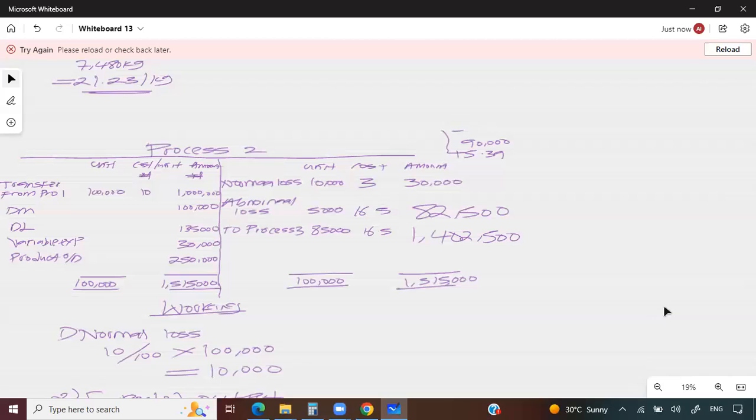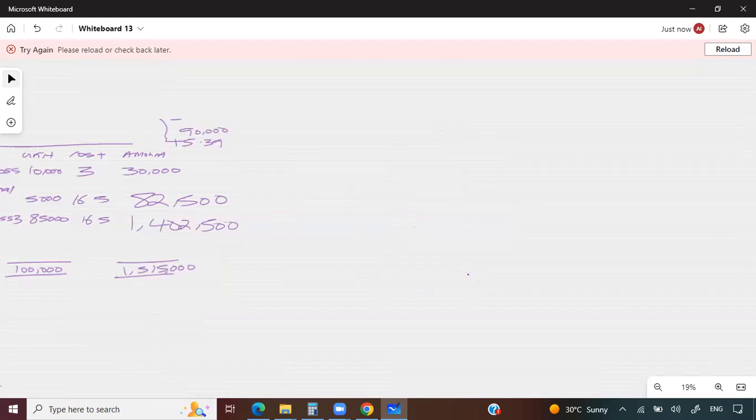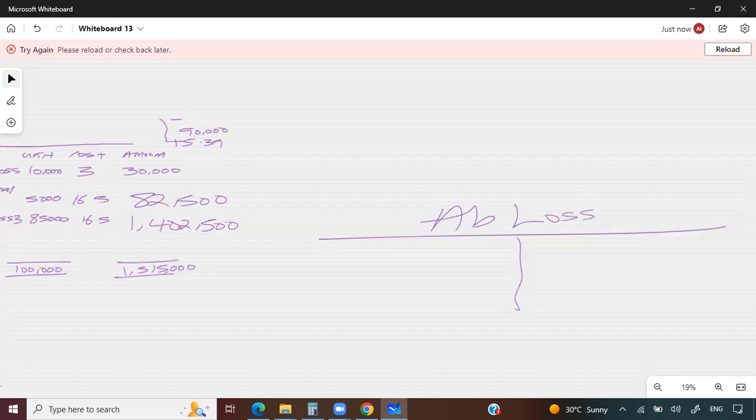We have abnormal loss in process 2. So this is just it, but that's not the requirement of the question. Abnormal loss, in terms of units, is 5,000. This is 16.5, and we have 82,500. Then we say income statement as well, which is 82,500. But it is not required. You do not bother yourself to do it.